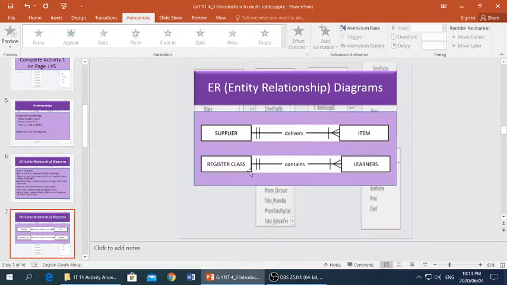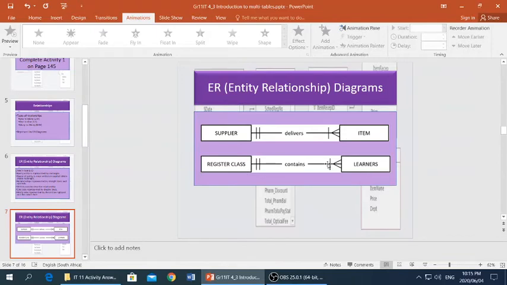Okay, here you can see some examples of entity relationship diagrams. So for example, we have two entities here, the supplier and item from our tuck shop. A supplier delivers the items. You can see the double lines here, so supplier is one, and item, because it's got that crow's foot, is many. Here we have again the register class and learners.